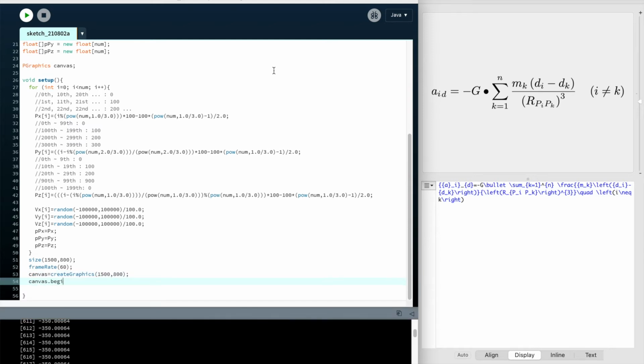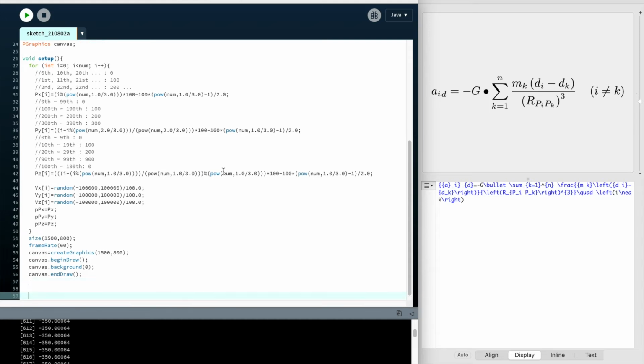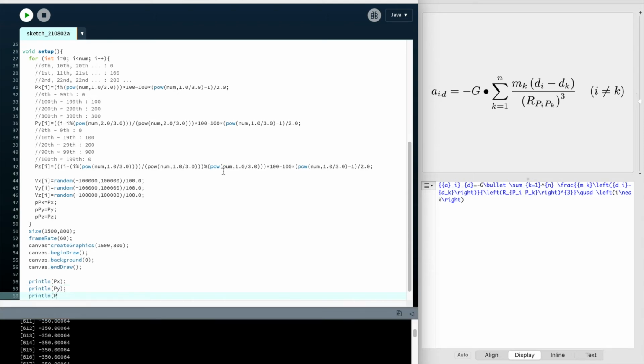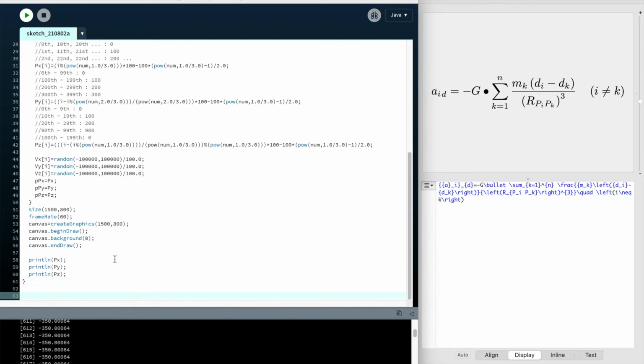And then we begin draw. Now the background, I'm going to use a black background because I want to create the sense that it's space. And to be sure, let's have the program print all the position vectors. Right, so that's done. Now I move on to drawing.